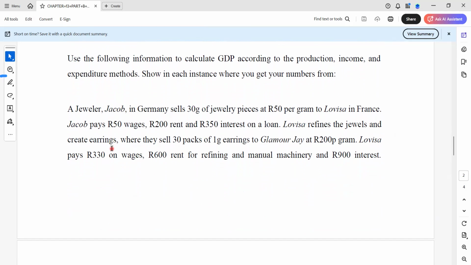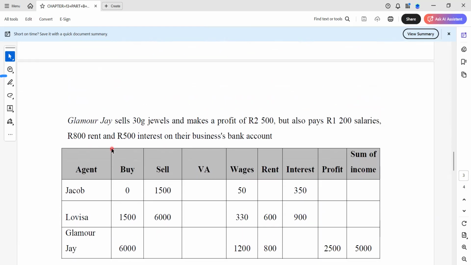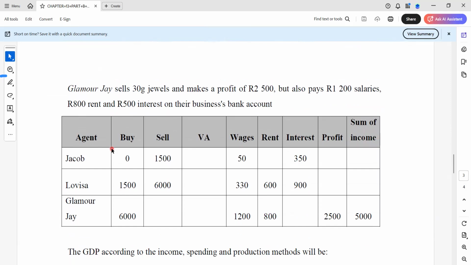Lovisa refines the jewels and creates earrings, where they sell 30 packs of 1 gram earrings to Glamour J at 200 rand per gram. Lovisa pays 330 on wages, 600 rand for refining and manual machinery, and 900 rand interest. J sells 30-gram jewels and makes a profit of 2,500, but also pays 1,200 salaries, 800 rand, and 500 interest on their business bank account.